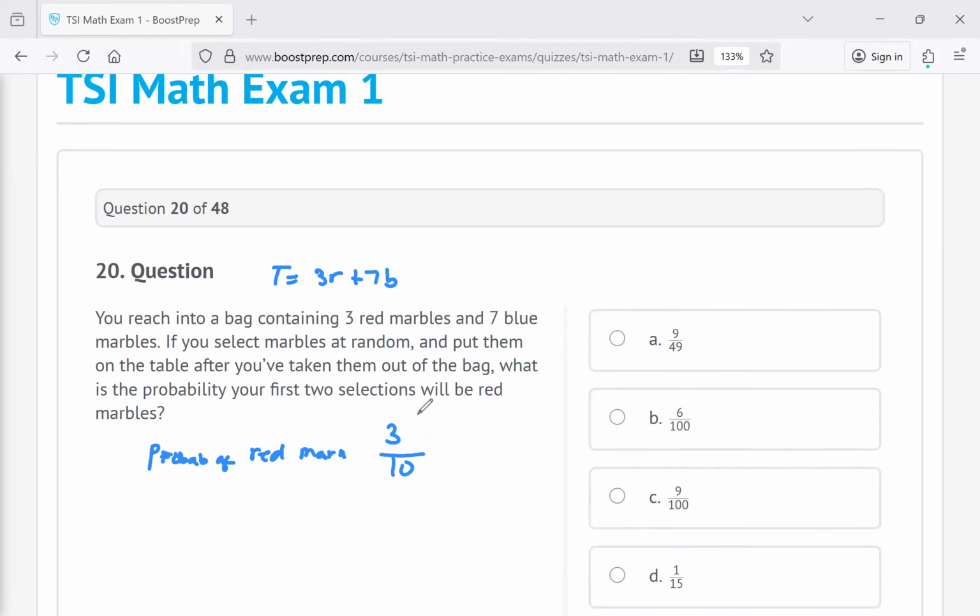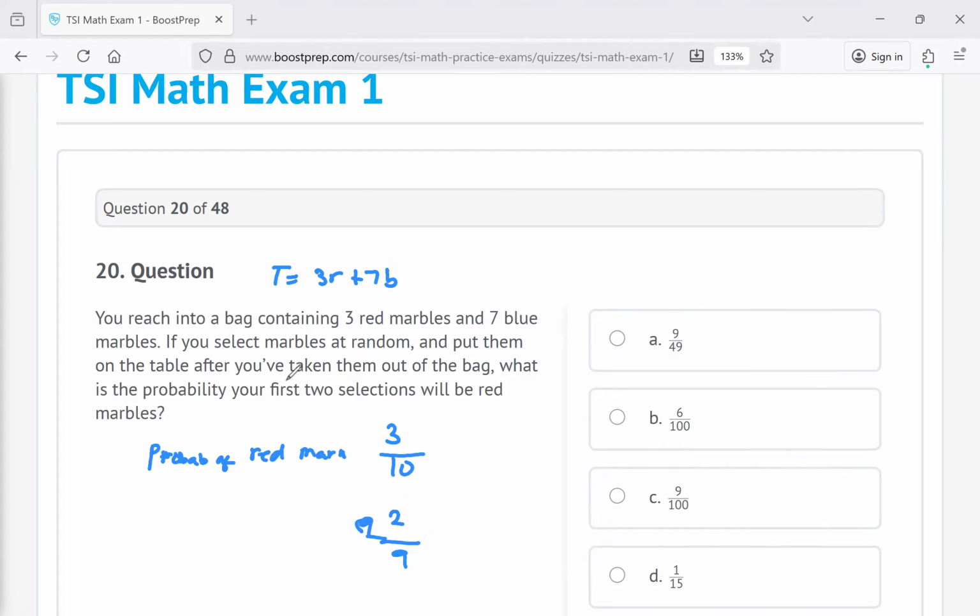Then on the second try, remember, you take that marble out, so now you'll have a possibility of only 9, right? You only have a possibility of 9 because you took one marble out. You no longer have 3 red marbles because you took one out. You have only 2 red marbles.